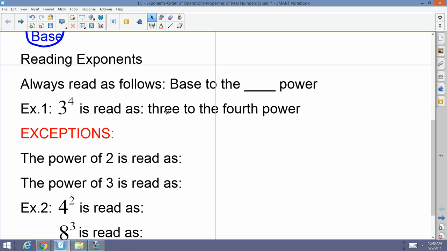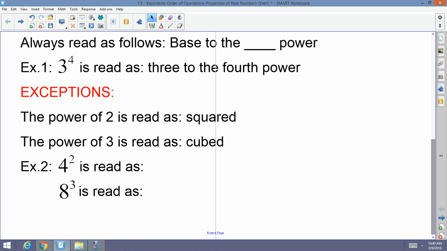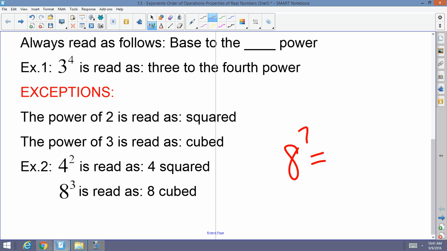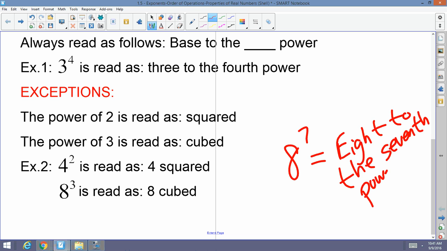But there are 2 exceptions. When I have a power of 2, do you guys remember what that's called? It's called squared. And what about when I have a power of 3? That would be cubed. So 4 as a base with an exponent of 2 could be read as 4 squared. And 8 with an exponent of 3 could be read as 8 cubed. Not bad, right? And then, just for giggles, how would you read this, please? 8 to the 7th power. Very good. Easy peasy, right?